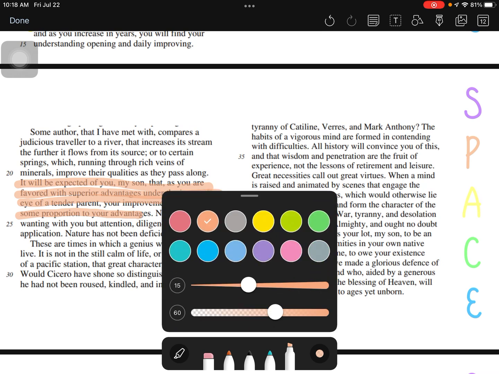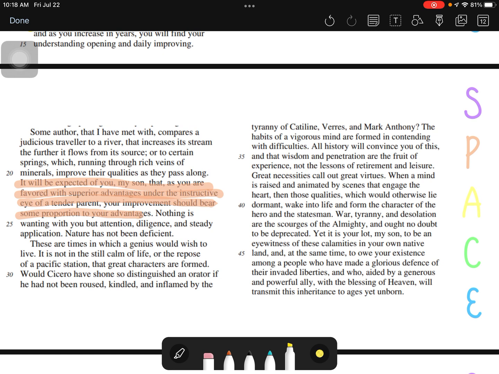I would also say that she compliments her audience here, saying that nature has not been deficient, meaning that he is attentive, he's diligent, and he's steady. That in addition to the privileges he has as the son of a diplomat and respected family, he also has a positive nature. So in that way, she's acknowledging her audience again.